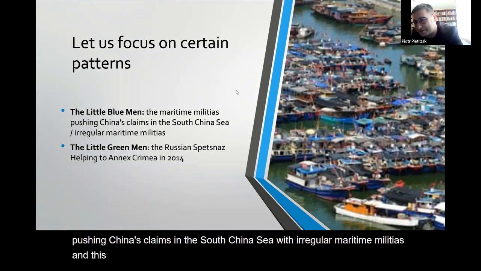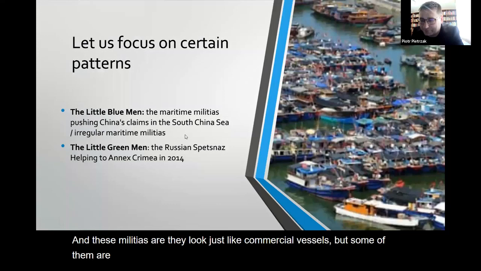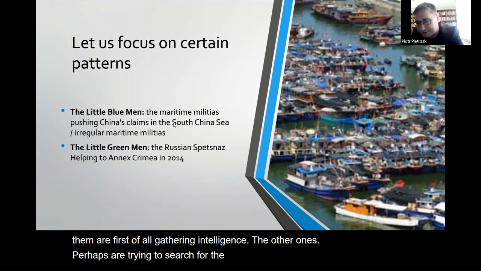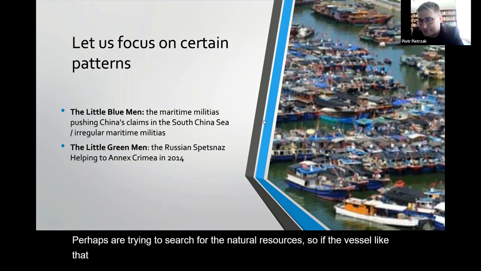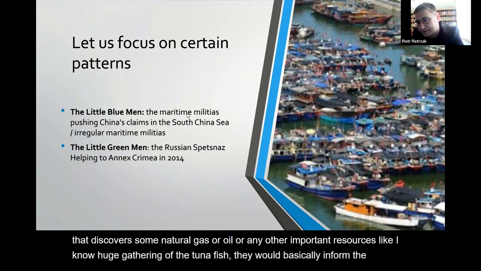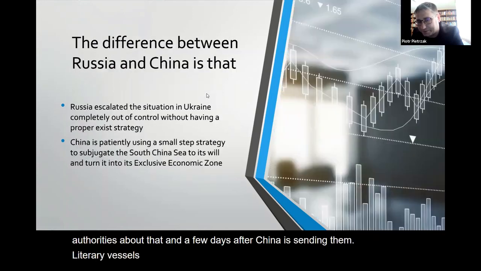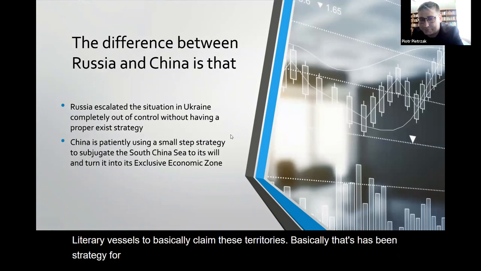And these militias look just like commercial vessels, but some of them are, first of all, gathering intelligence. The other ones are perhaps trying to search for natural resources. So if a vessel like that discovers some natural gas or oil or any other important resources, like, I don't know, a huge gathering of tuna fish, they would inform the Chinese authorities about that, and a few days after, China sends military vessels to claim these territories. Basically, that has been the strategy for the last 30-40 years.